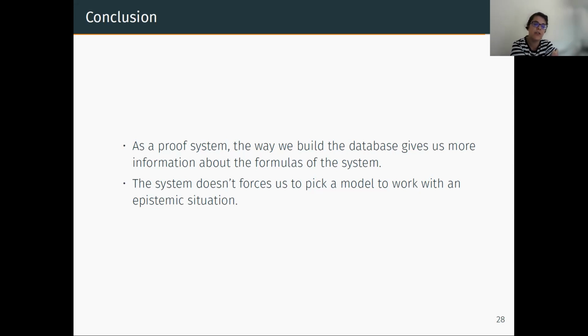And also, especially because of how we construct the notion of realization and how we construct this system, we are not forced to pick a model to work with the epistemic situation. Of course, in the muddy children case, picking a model is not really problematic. But in some epistemic situations, especially in some game situations, it's not desirable to actually pick a model when you're dealing with that situation.